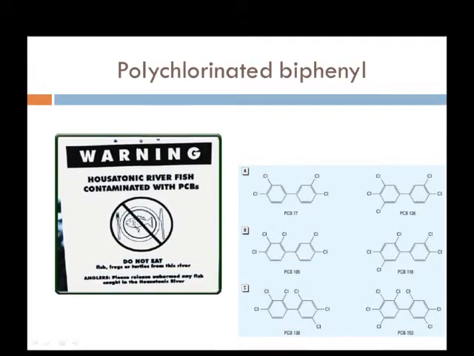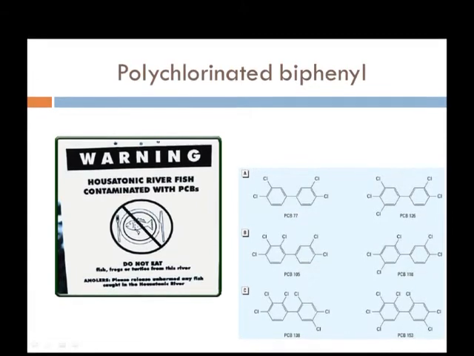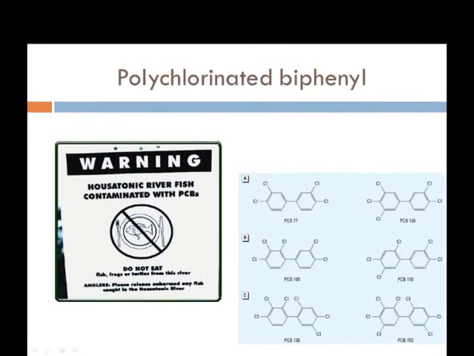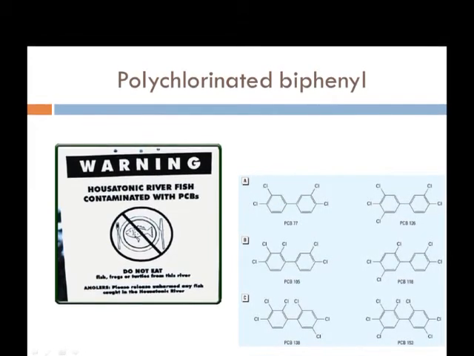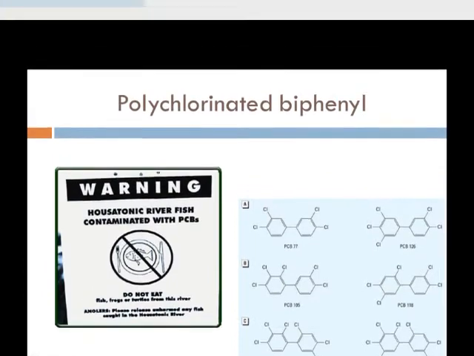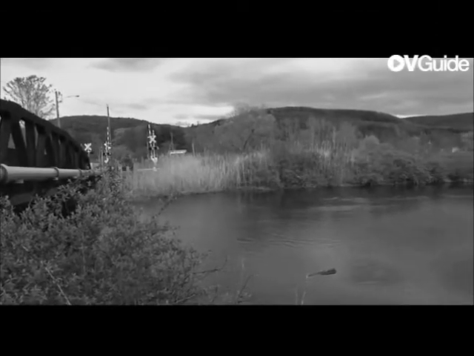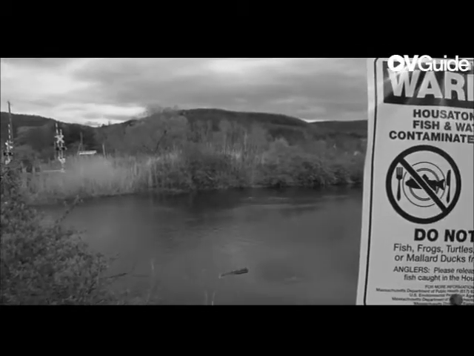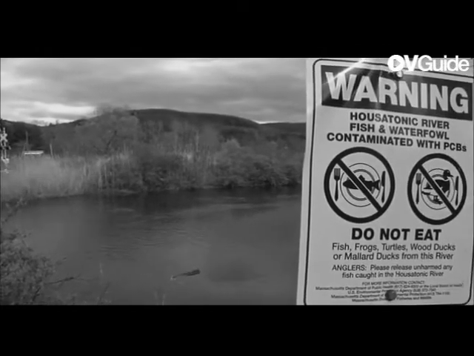PCBs have been known to cause cancer in animals, reduce responses in the immune system, reduce newborn birth weights, decrease neurological development, and decrease hormone levels. Some local areas where high PCB concentrations have been found are Pittsfield, Massachusetts, Long Island Sound, the Hudson River, and Messina, New York.